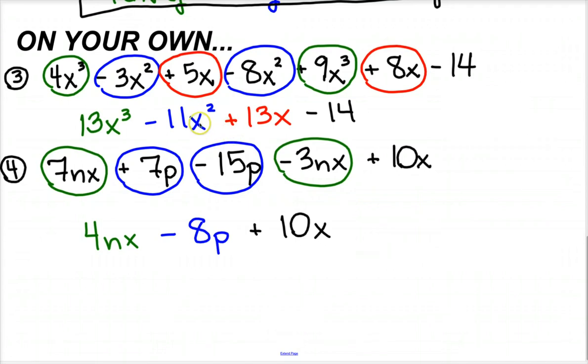And then number 4 here, again, you just have to pay attention to which terms have the like variables. So you have an nx here and nx here. So you had a 7nx minus 3nx, that gives you 4nx. And then we have a minus 8p plus 10x.